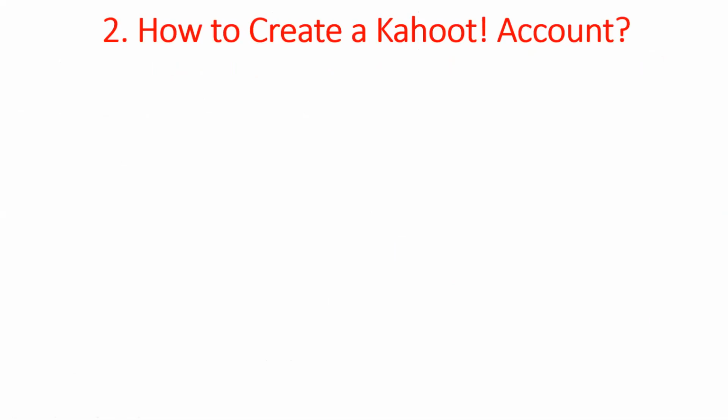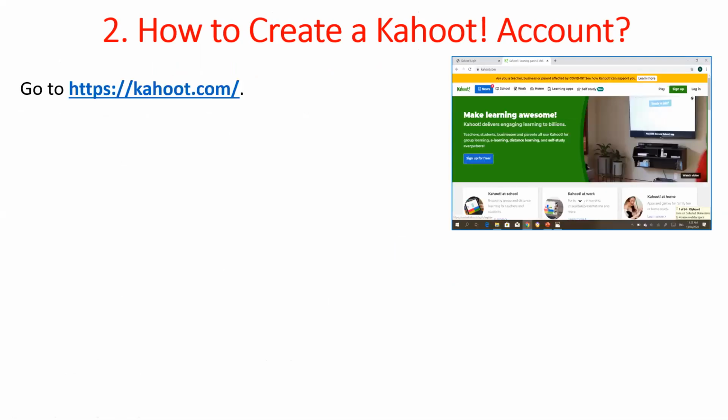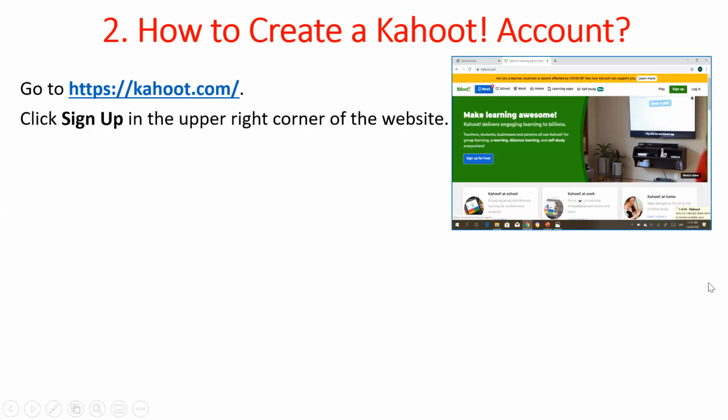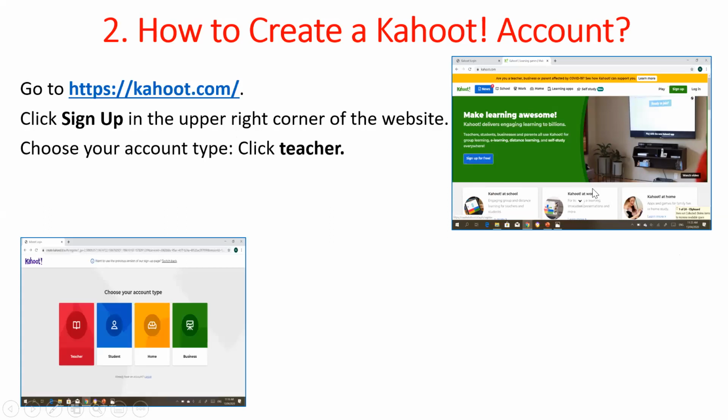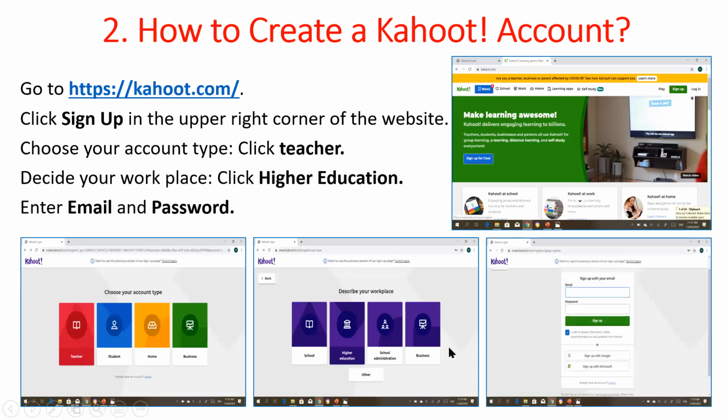Initially, we must create a Kahoot account, and here are the steps. First, open the web browser and type kahoot.com. Then click Sign Up on the upper right corner of the website. Choose your account, for example, click Teacher. Decide your workplace, for example, click Higher Education. And finally, enter your email and password.